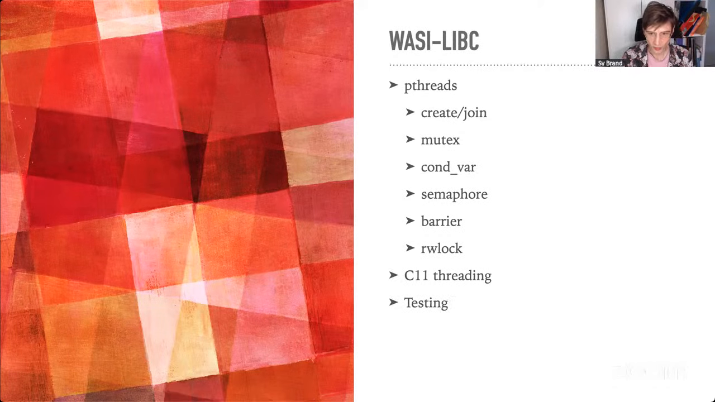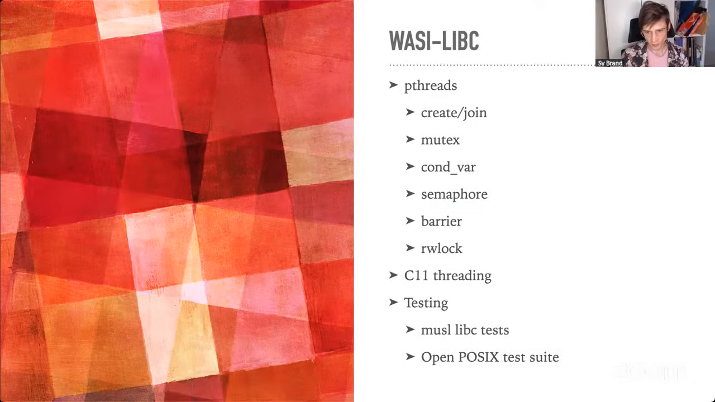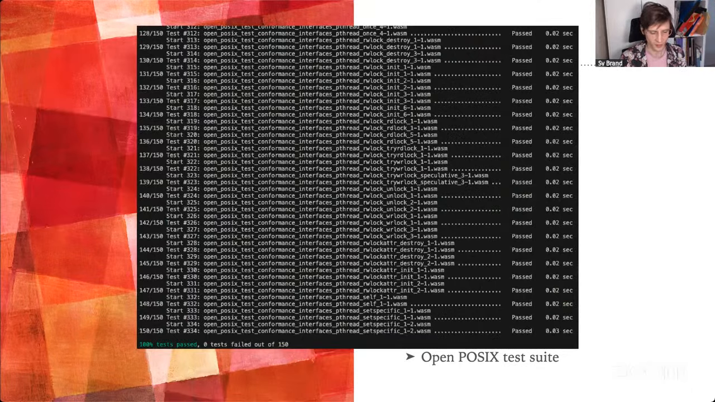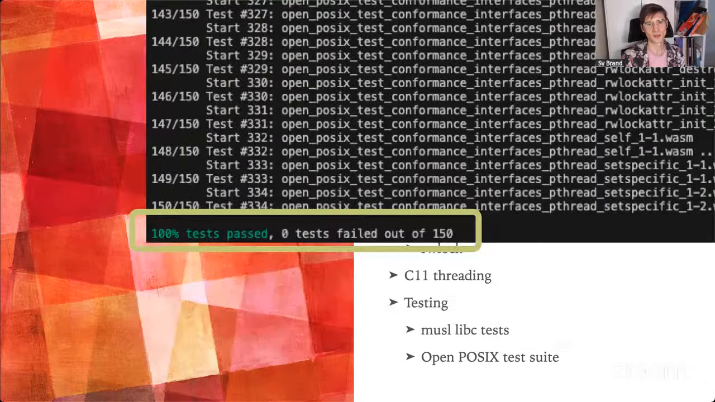Testing is another large component. There are a few tests in the musl libc suite which we use. But I have been adapting the OpenPOSIX test suite for WASI-libc, which has about 400 pthreads tests. Many of those are simply not going to work on our platform because they do a fork or signals or things like that. But there's maybe about 170 that are usable, and of those, I pass about 150 of them right now. The others are things that I've simply not implemented, like timed joins.